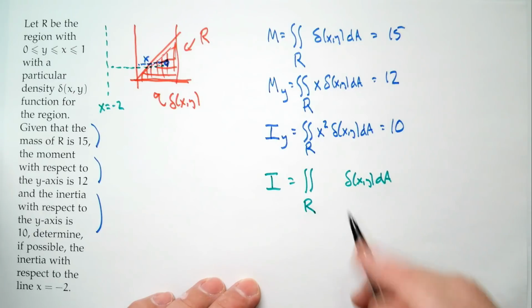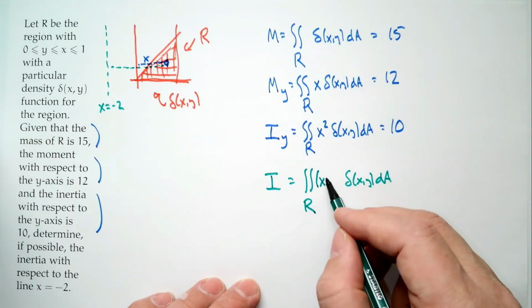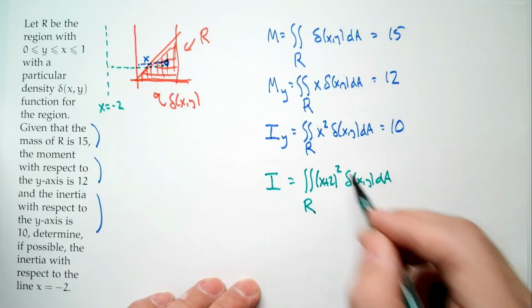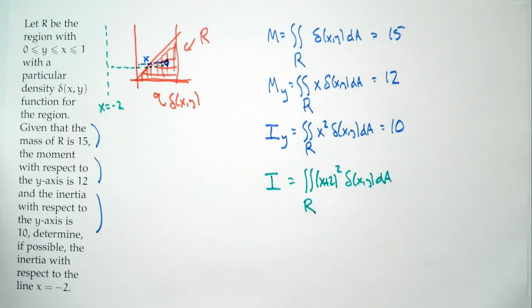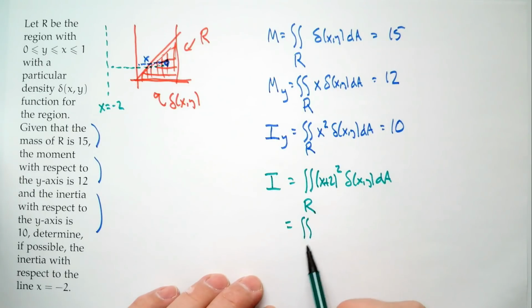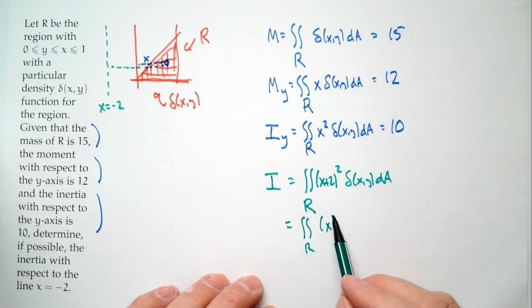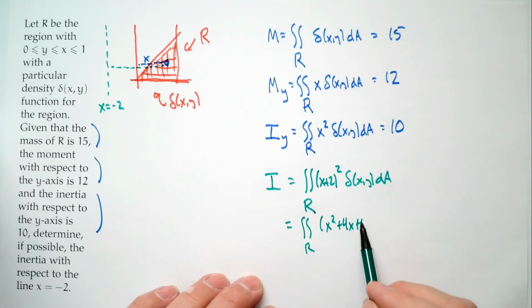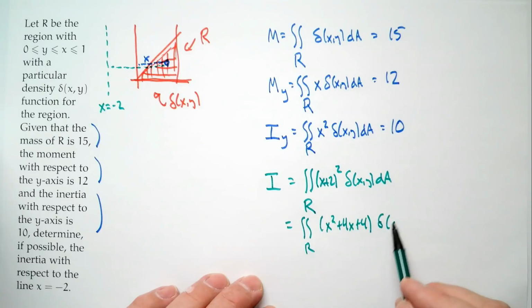x plus 2. So what goes here is x plus 2 squared. So that would be what I wanted to find. If I want to find the inertia with respect to that line, that's what we put in. Now we say, okay, well, we can do algebra. That's the same as x squared plus 4x plus 4 times our density.